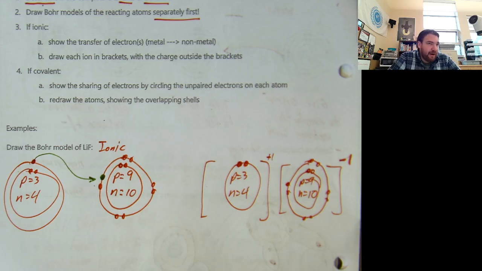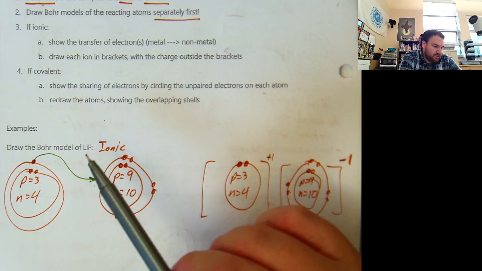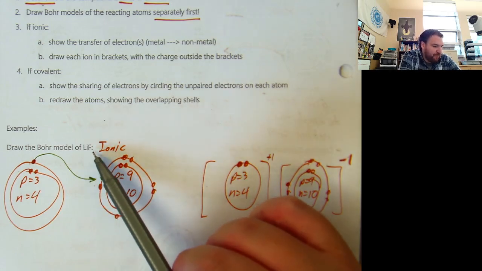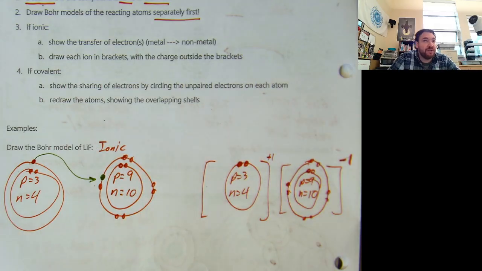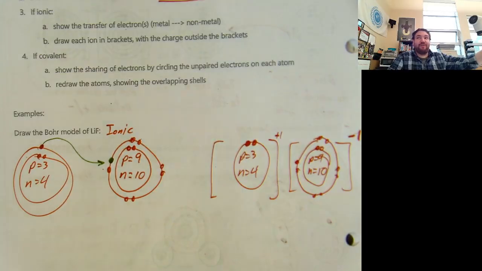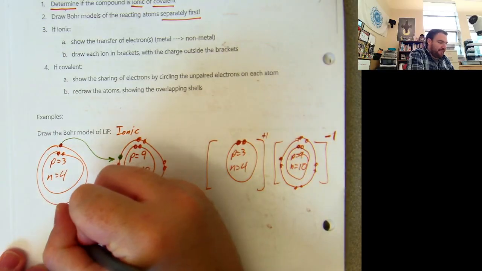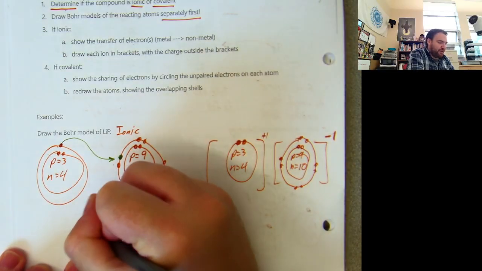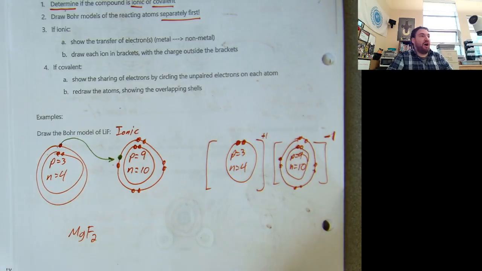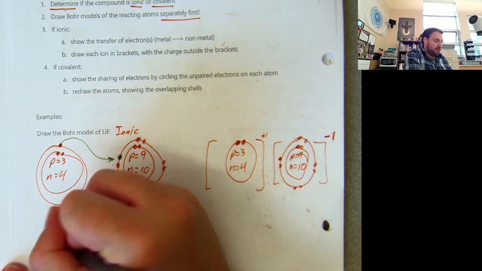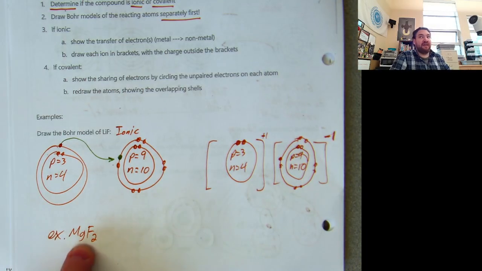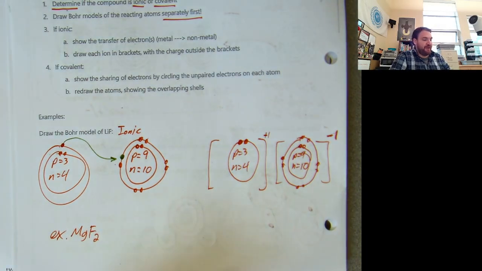The formula will tell you how many you need to draw. LiF, there's no numbers, there's no subscripts down here, so we just need one of each. I'm not going to do it for you. I'm going to let you do it in a second. If I'd given you this formula, what if I'd given you MgF2? What would you have had to draw for this guy? What does that little 2 down there mean?